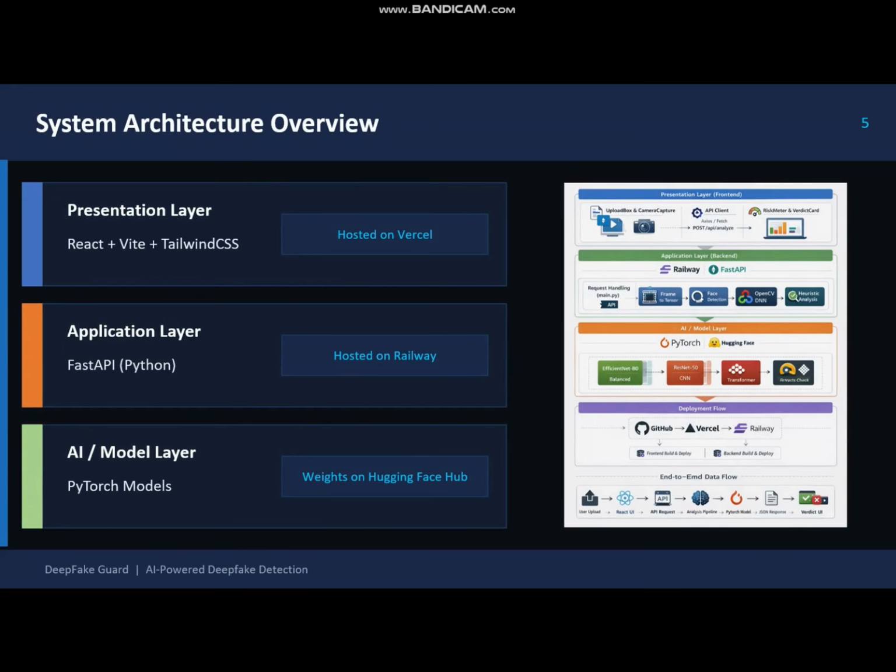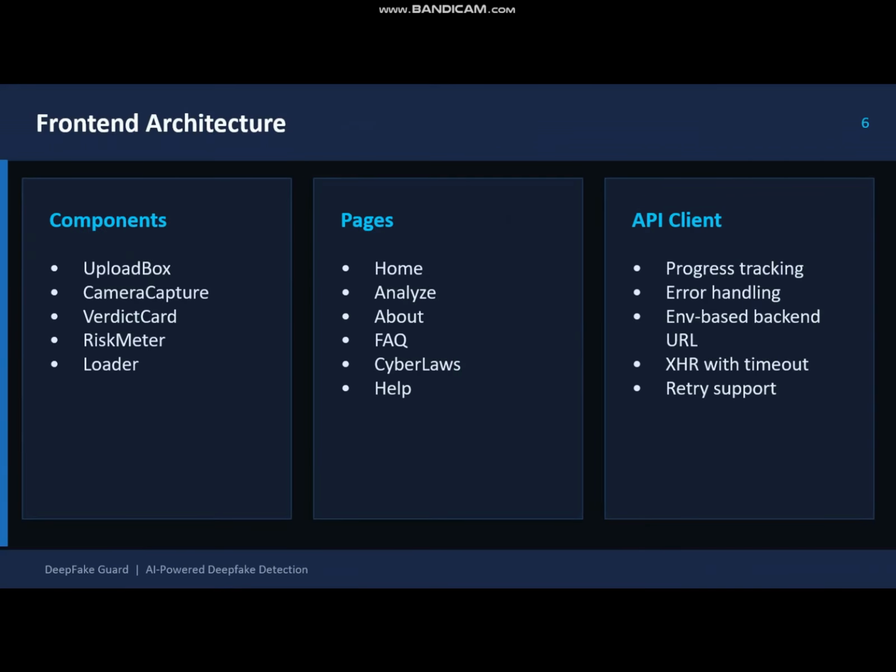The system has 3 layers: a React front-end hosted on Vercel, a Python back-end hosted on Railway, and AI model weights stored on Hugging Face that are downloaded automatically at startup. The front-end has purpose-built components and 6 major pages.